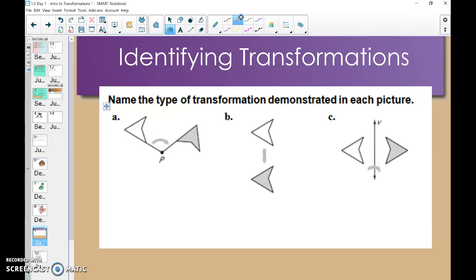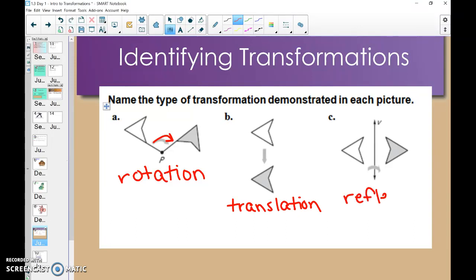All right. So in the first one, you can see it's got this arrow going this way. Hopefully you wrote down that that's a rotation. It's turning about point P in the middle there. The second one, it's just moving down a couple units, so that would be a translation. And then the last one, it's flipping across this line of symmetry, which means it's a reflection. So there are 3 different types right there.